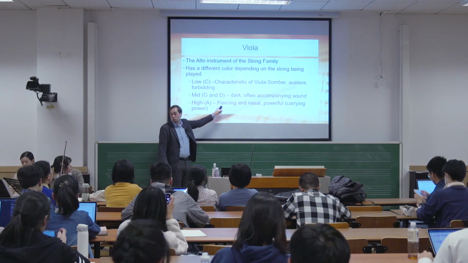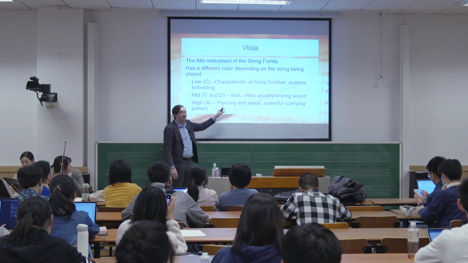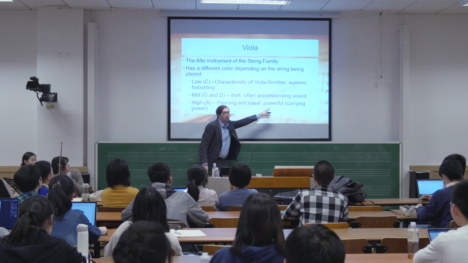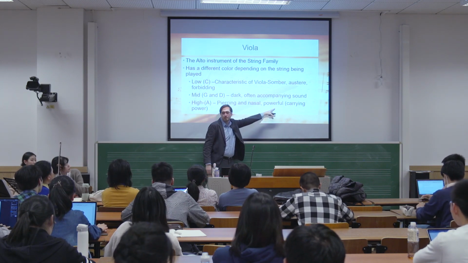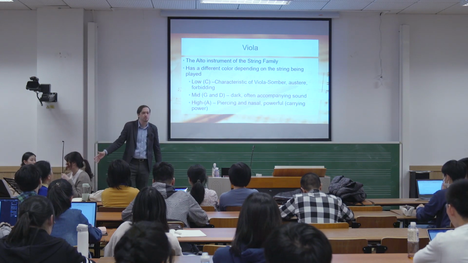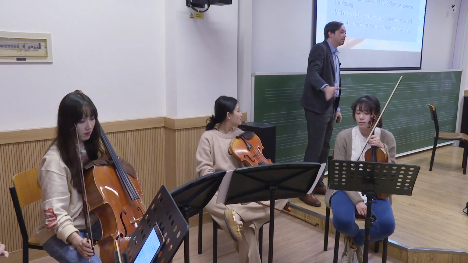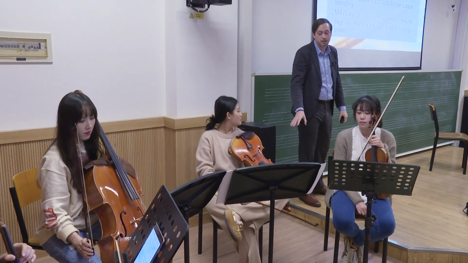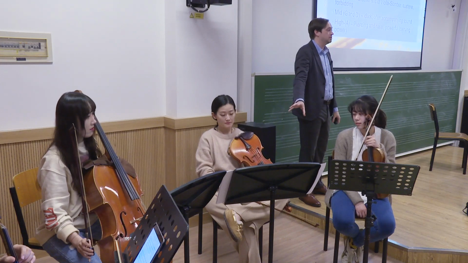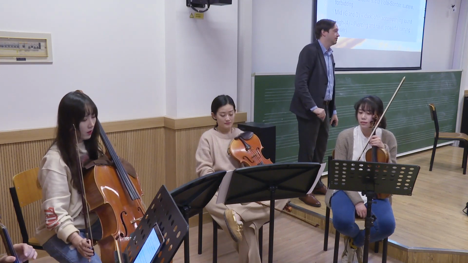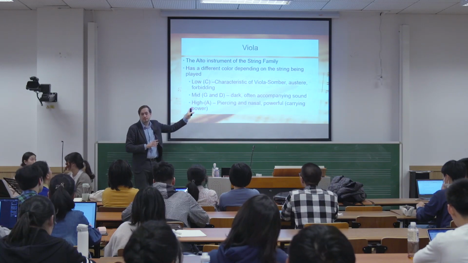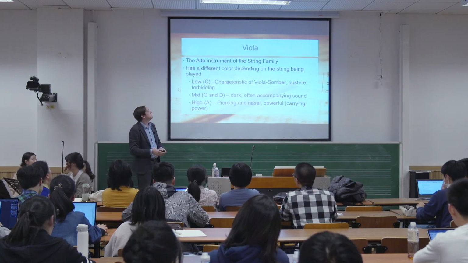Now, if she were to play something really high on the A string, it would really have a piercing sound, and it would be very powerful, right? Because both the violin and the viola have A strings, and they're the same pitch, same strings, but this one is a much stronger sound than this one, right? Because of how the instrument is built. All right, any questions about this? Let's move on. Let's jump to the cello.